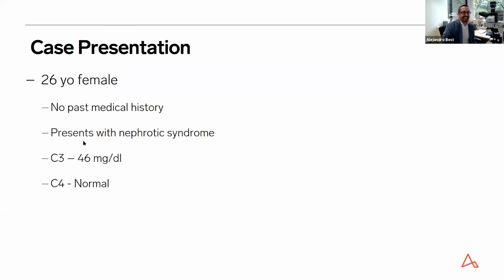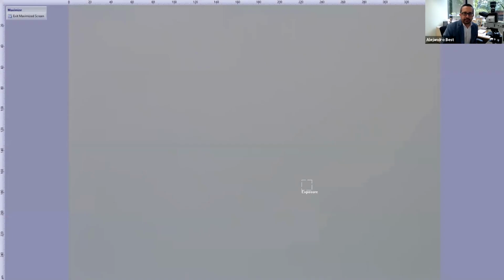All right, so next case, we're going to switch gears a little bit. There's a lot of overlap, but now we're going to talk about a 26-year-old female with really no past medical history who presents with nephrotic syndrome. The C3 was low, the C4 was normal. And let's go to the slides.